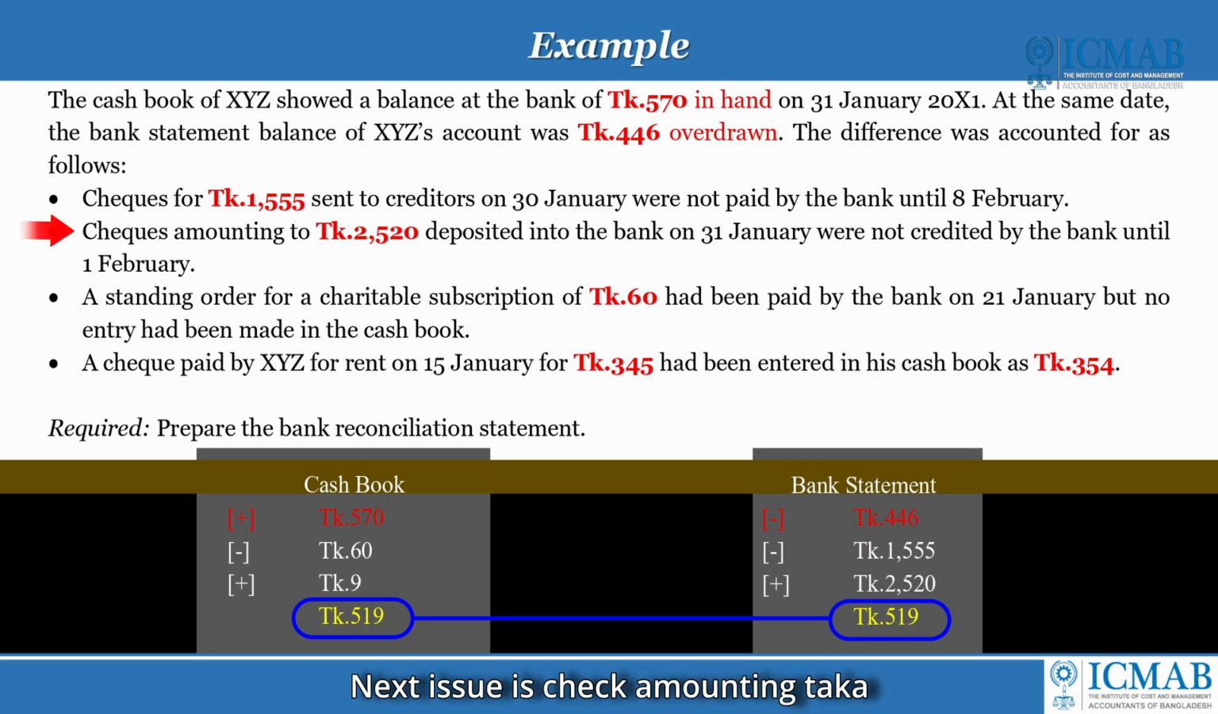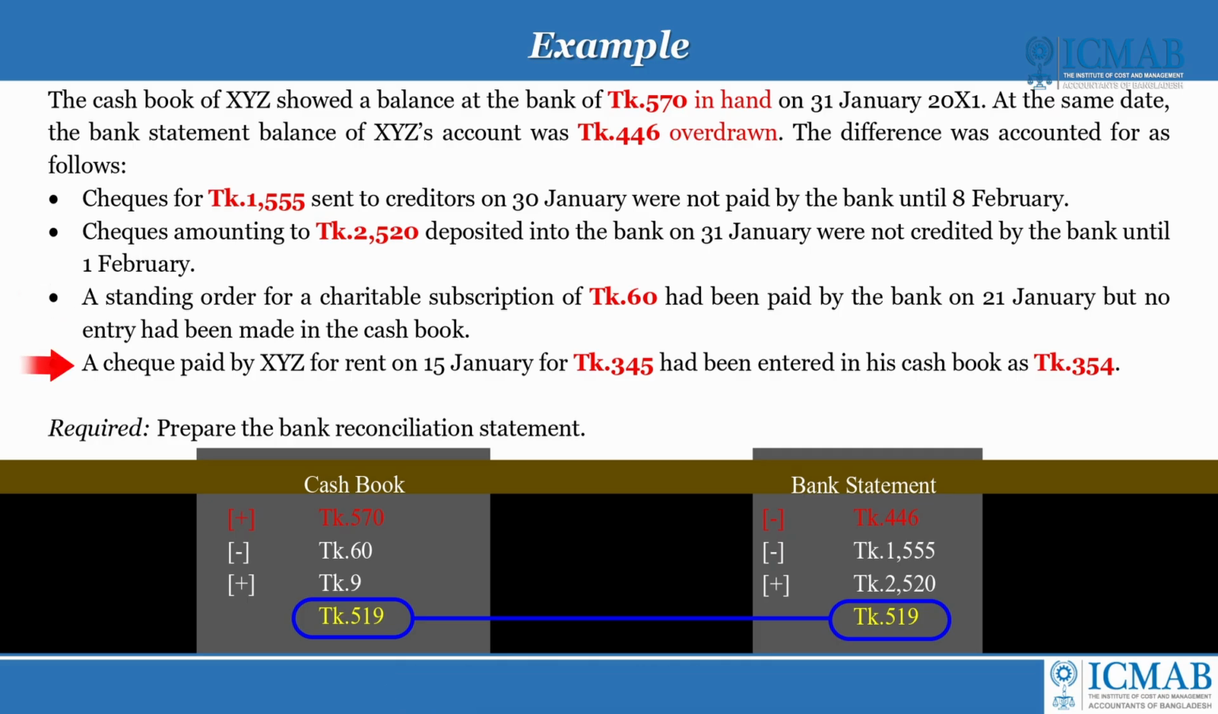Next issue is check amounting Taka 2,520 deposited in the bank on 30 January were not credited by the bank until 1st January. That means the amount has been deposited in the bank, but it has not been recorded yet. So this amount should be added by the bank in their bank statement. So the amount should be added with the bank statement column. Then a standing order for a charitable subscription of Taka 60 had been paid by the bank on 21st January, but no entry had been made in the cash book. That means we failed to give any entry in our cash book. So we have to deduct this balance from our cash book. So we shall minus this balance from our cash book.